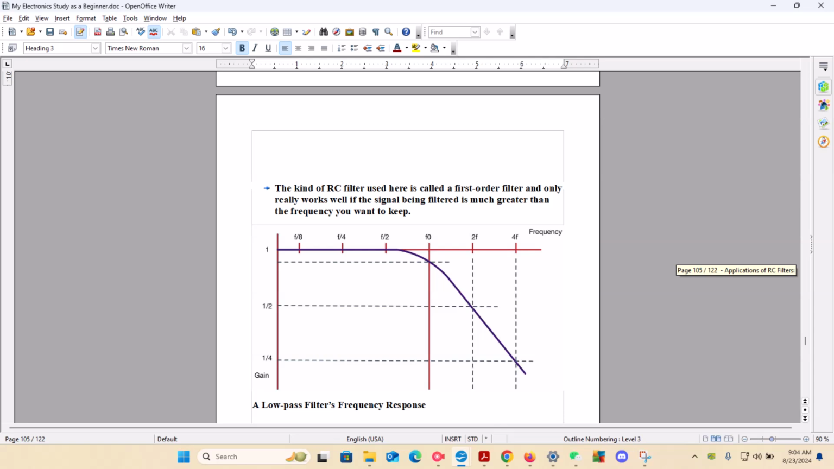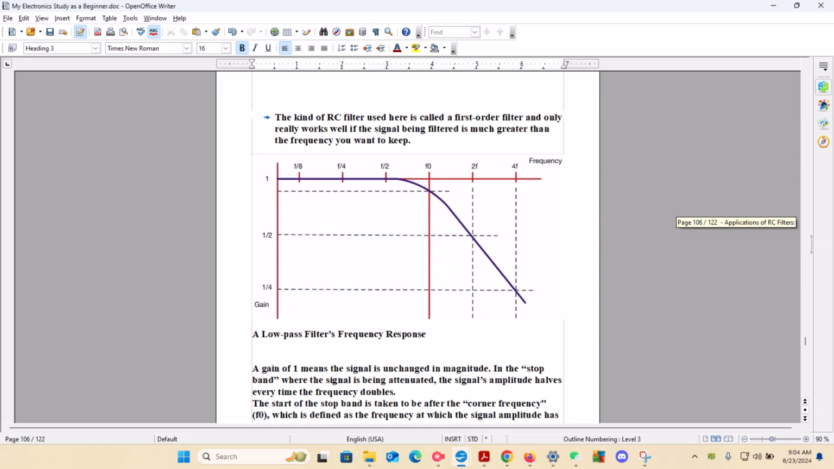Now, when we talk about this kind of RC filter, we would call it a first order filter, and it only really works well if the signal being filtered is much greater than the frequency you want to keep. So here we have a line graph where we have the gain compared to the frequency. The gain is anywhere from 0 all the way up to 1, and the frequency goes from 0, through the frequency divided by 8, divided by 4, divided by 2, to double the frequency and 4 times the frequency.